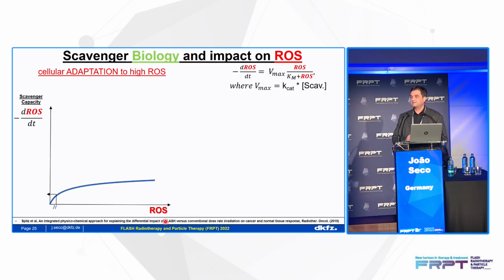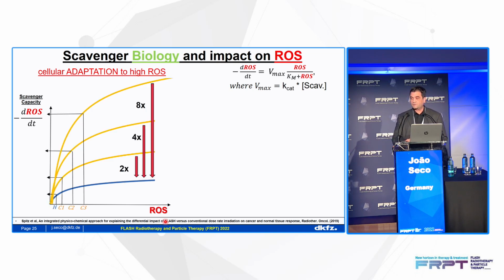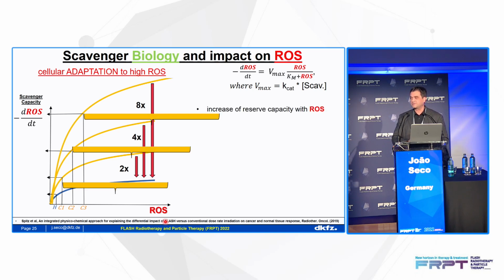So here's my healthy cell. Here's my cancer cell that is adapted to high ROS. 2 fractions, 4 times, 8 times. Now let's look again at this reserve capacity. It's in fact increased. So the reserve capacity has got stronger with ROS because the cell is adapting to the ROS. So you see clearly that as I increase the ROS from this cancer 1 to cancer 2, cancer 3, I have an increase of this baseline up here. Notice how much higher this baseline is compared to the blue one. It's significantly higher now. So the cancer cell has a much higher scavenging capacity.